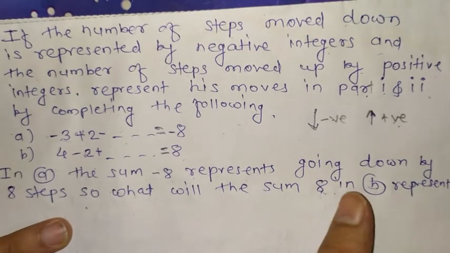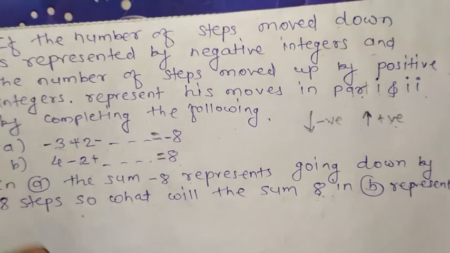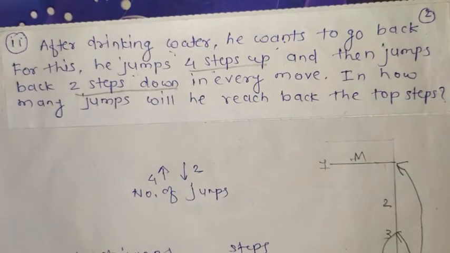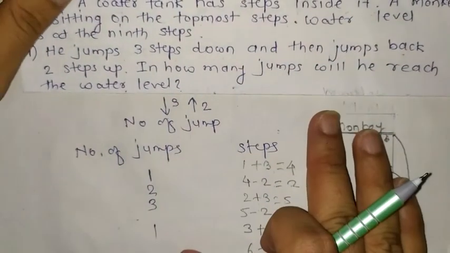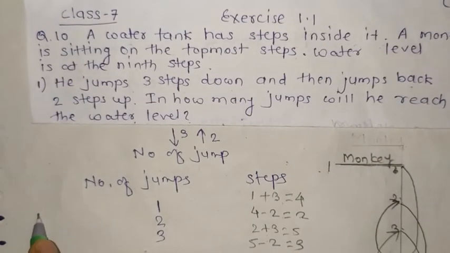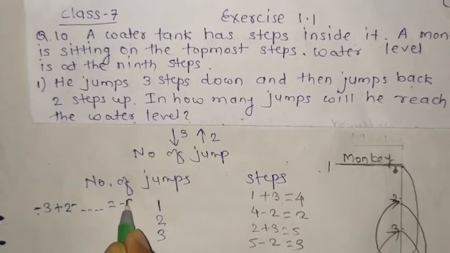What is the meaning of 8 in B? So here we will cover both parts. For solving this, I am showing you part 1. In part 1, we got the equation: -3 + 2 up to ... equals to, it should come -8.